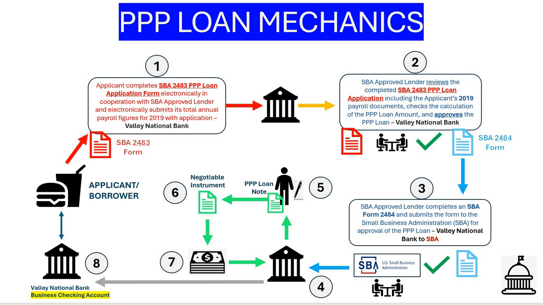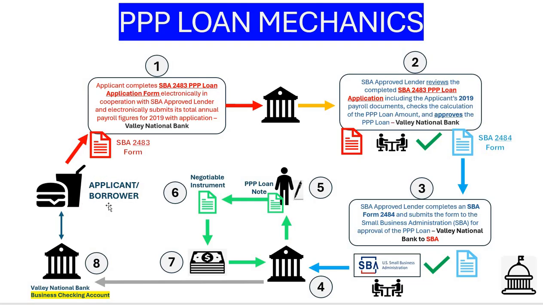Okay, PPP Loan Mechanics. This is an illustration of how the Paycheck Protection Program loans were applied for by borrowers or applicants, and how the process took place from application through approval by lenders, by the SBA or the Small Business Administration, and ultimately how the funds got into the PPP borrowers' bank accounts. So this is an eight-step process.